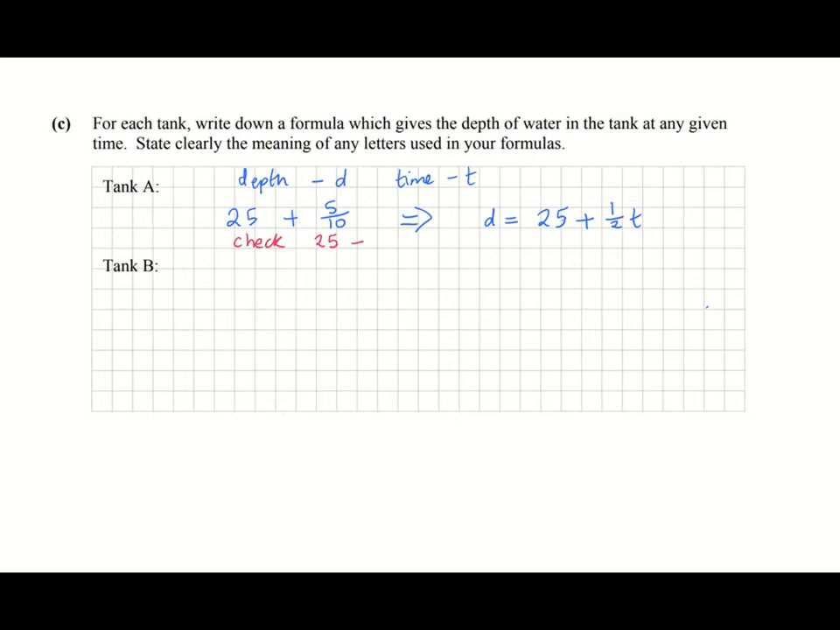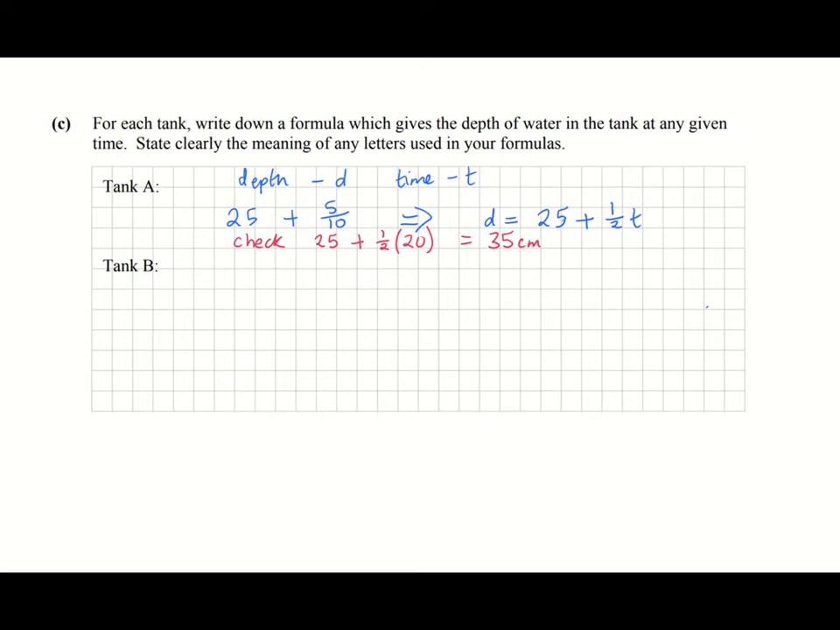25 plus a half t, and if we pick, say, 20 seconds, that equals 35. And if you go back to your table, you'll see at 20 seconds it was 35 centimeters. So my formula works.